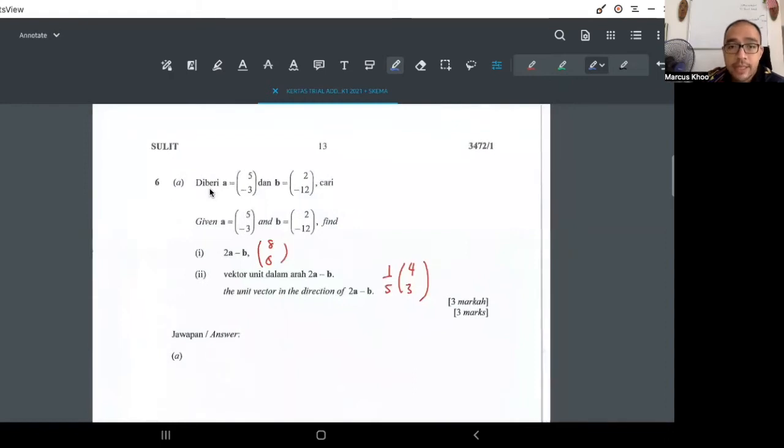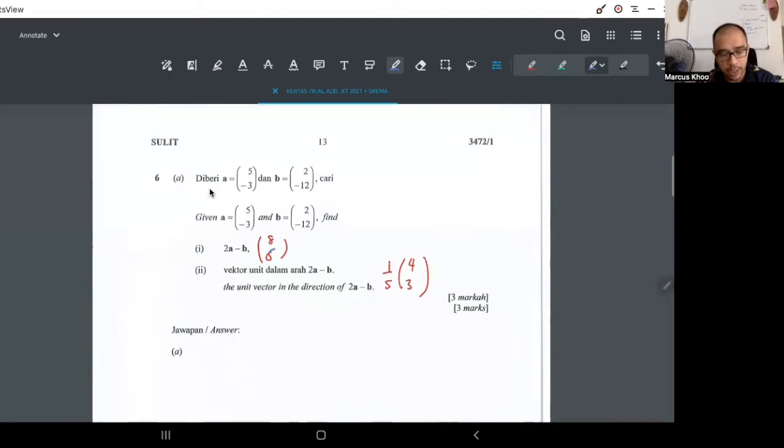Okay, number 6. Number 6, as we move towards the middle, the questions seem to get easier. Okay, vector A is 5, -3, vector B is 2, -12. Find 2 vector A minus B. Okay, I don't need to do this for you. I'm just going to give you the answer. Okay, it will be 8 and 6, 8i plus 6j.